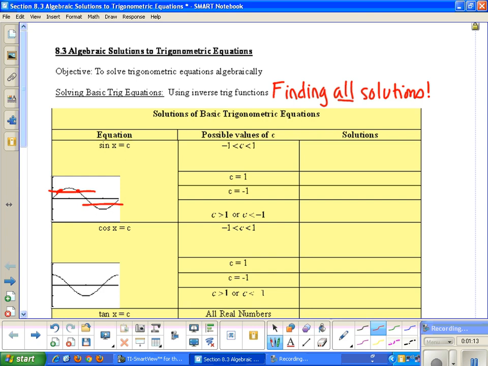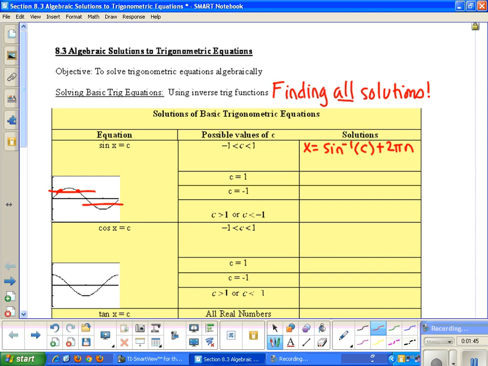So to find those two solutions, we're going to use our inverse on our calculator. So we know x would be equal to the sine inverse of c. And then remember that we have multiple answers because this graph is going to keep on repeating itself. So plus the period of the function, 2 pi n. We're not done though, because we also have another solution.